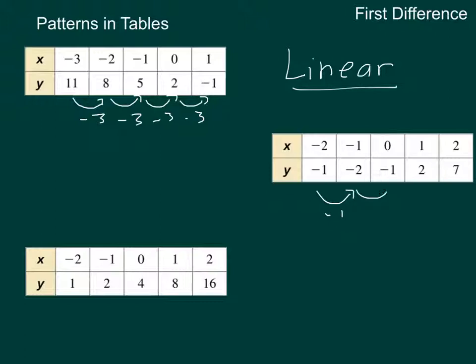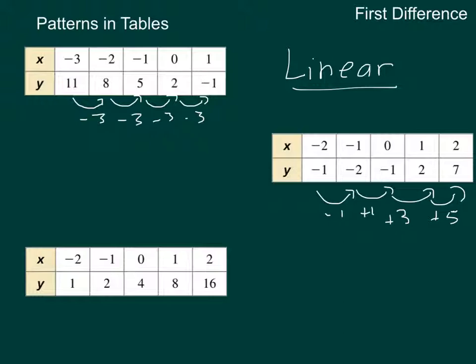Negative 1 minus negative 2 is positive 1. Now, you don't need to put a plus sign there. I'm doing it just for emphasis, although it certainly didn't look like it actually worked out all that well. There we go. Negative 1 to 2, that's 2 minus negative 1 is positive 3. And then 7 minus 2 is a positive 5.